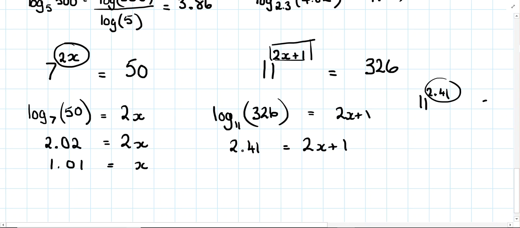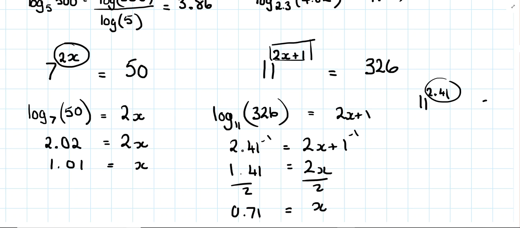So now I've got a linear equation. Now how do you solve for x? You take away the 1 from both sides. Get 1.41 equals 2x. Divided by 2 gives me the x, which is not the power on its own, it's just the x, is 0.7. Alright? So that's kind of an introduction to logarithms as the inverse of the exponents.